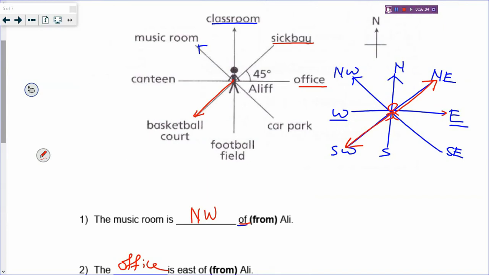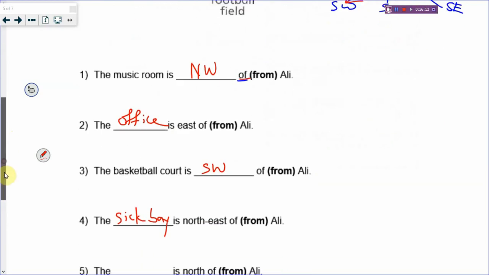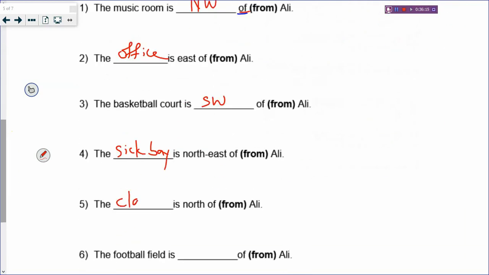You see the classroom, right? If you go north, you will see the classroom. So the classroom is north from Ali. So usually, how do I make it easy for my students to understand?